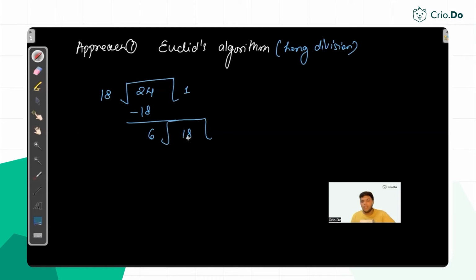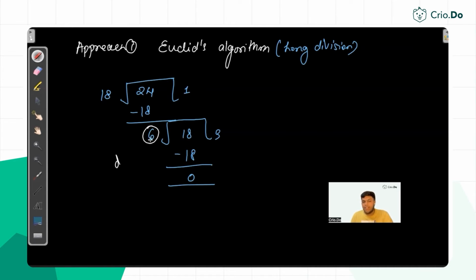18 will now become the numerator. So if I divide 18 by 6, what will be the remainder? The remainder will be 0, because 6 into 3 is 18. And if the remainder is 0, we will stop. But what is the answer? What was the answer for 18, 24? It was 6. So the last denominator will be the answer.